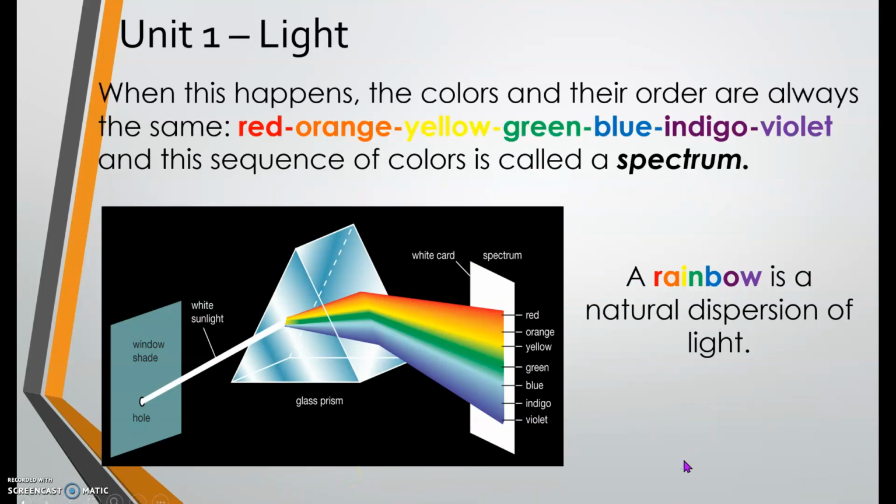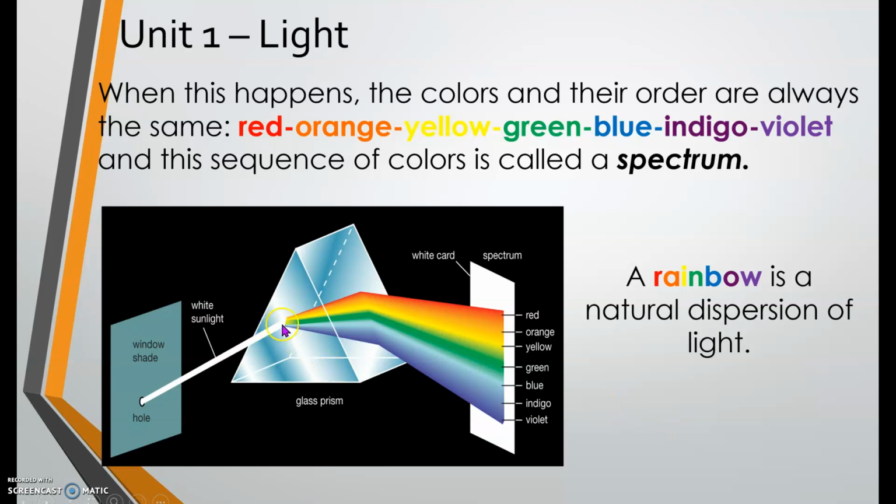Okay, so when the separation of light happens, the colors and their order are always the same. This is the white light. It goes through the triangle transparent object, so the light bended and separated into many colors. The colors are always red, orange, yellow, green, blue, indigo, and violet.